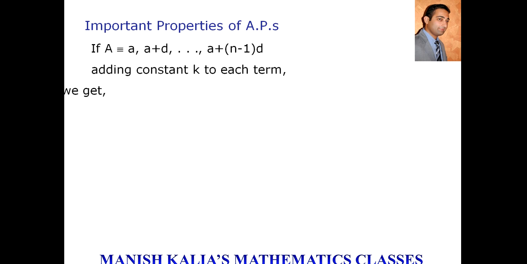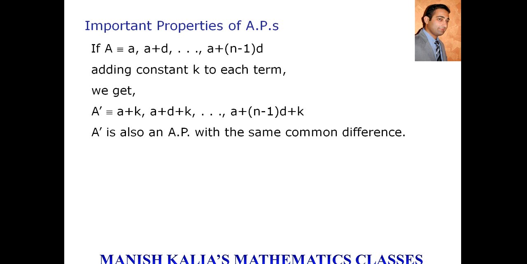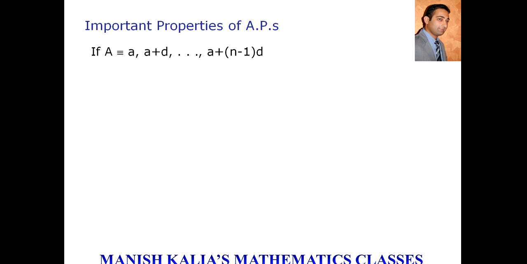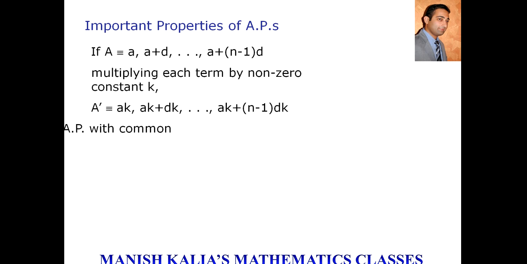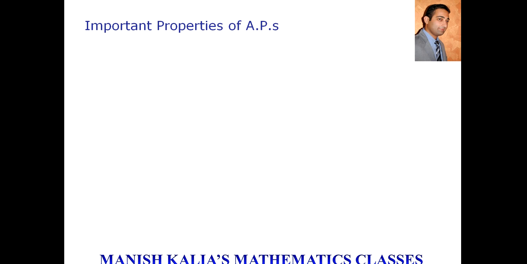Now let us discuss some important properties of an AP. If we are given an AP, by adding a constant k to each term, we will have another AP with the same common difference. And if we multiply each term by a non-zero constant, we will get another AP with the common difference being that constant multiplied by the previous common difference.